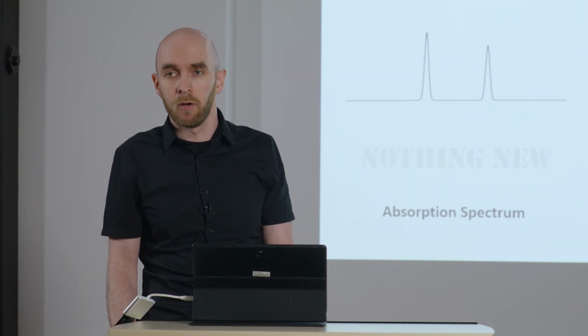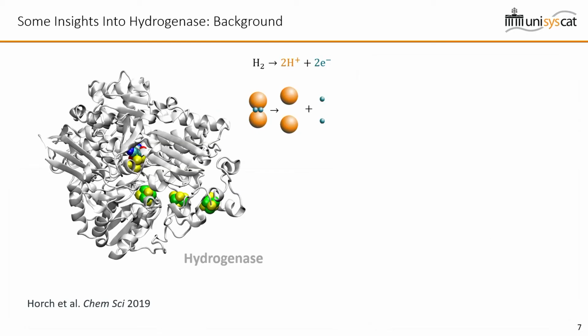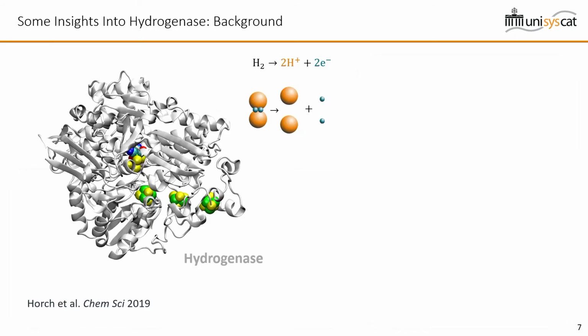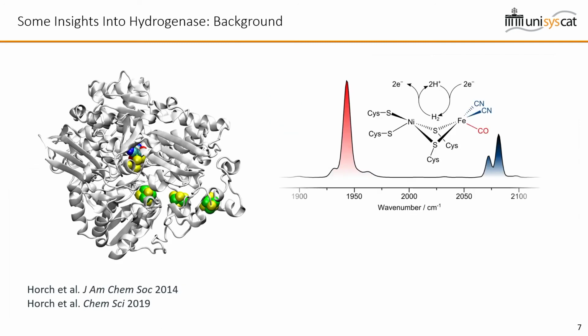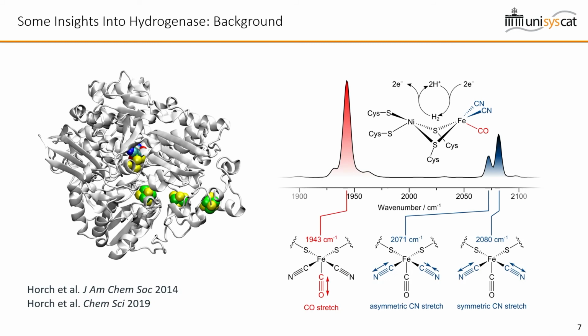To illustrate this exemplarily, I next want to return to our model metalloenzyme hydrogenase. In particular, I'd like to refer to a proof of concept study that we just published last year together with collaboration partners from UniSysCat, the University of York, and the STFC Central Laser Facility in the United Kingdom. What's very nice about hydrogenases from an infrared spectroscopic point of view is that they give rise to some very well-defined signals that basically reflect the stretching vibrations of these diatomic ligands here at the catalytic metal site.